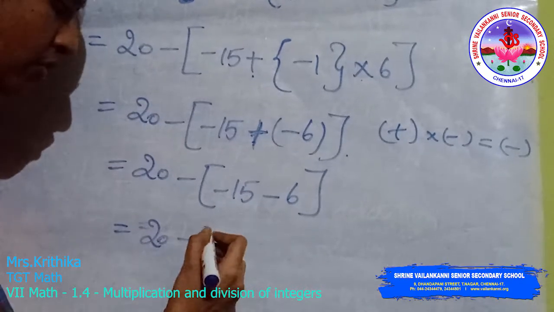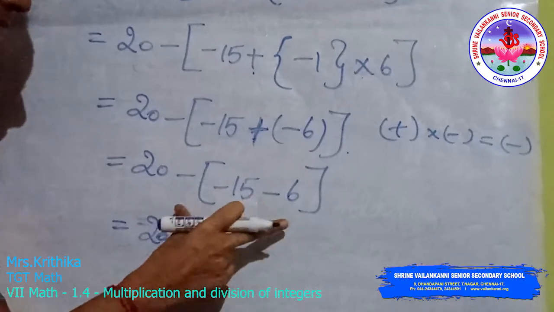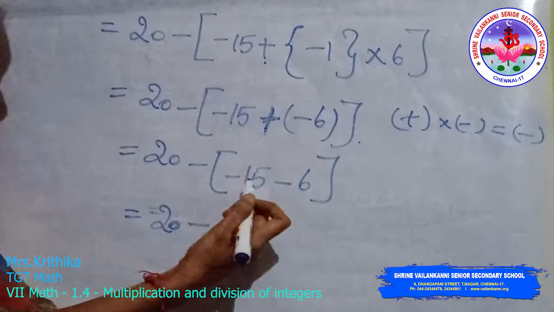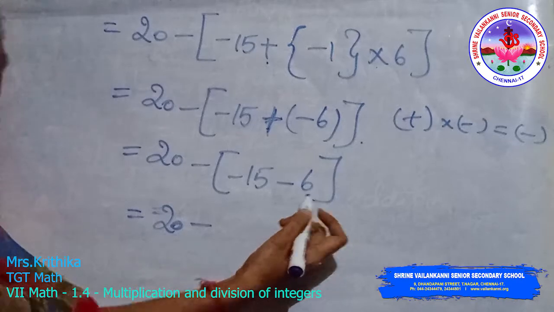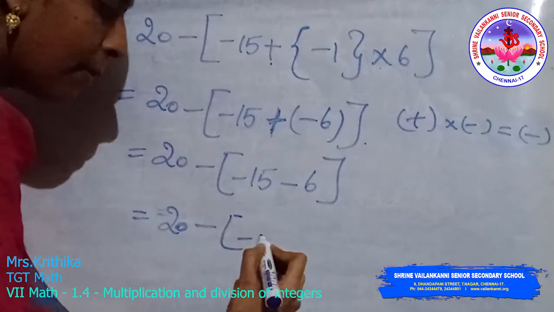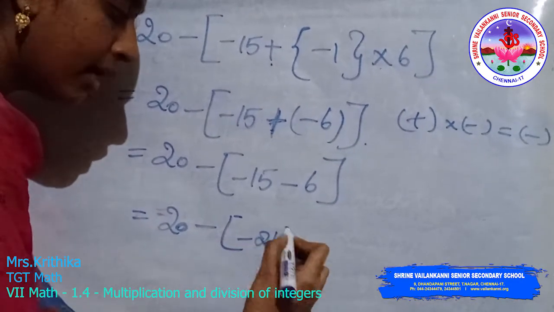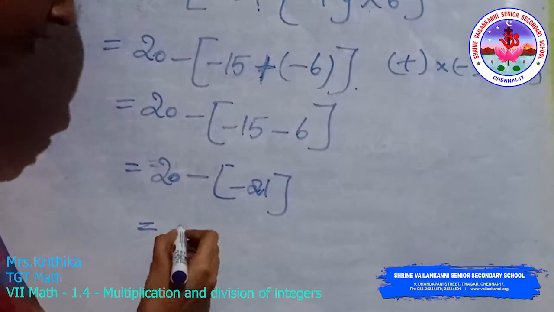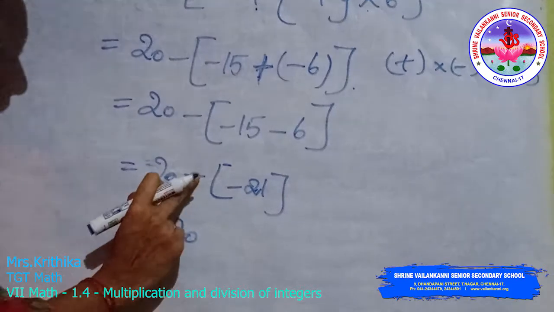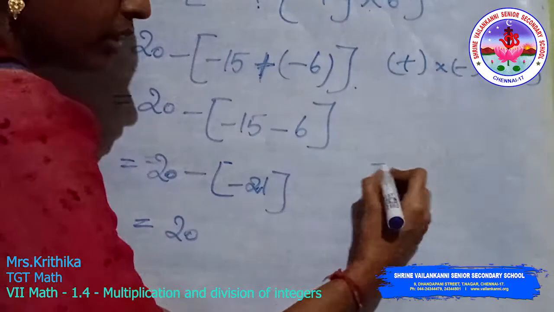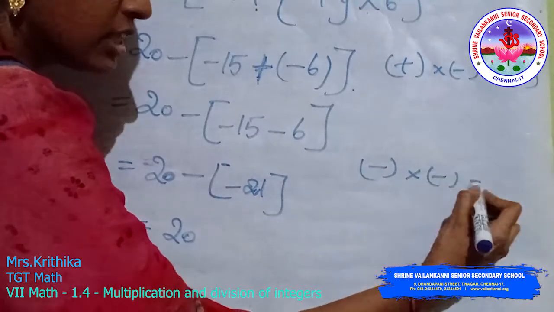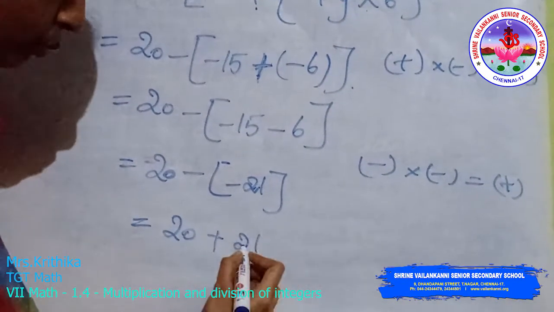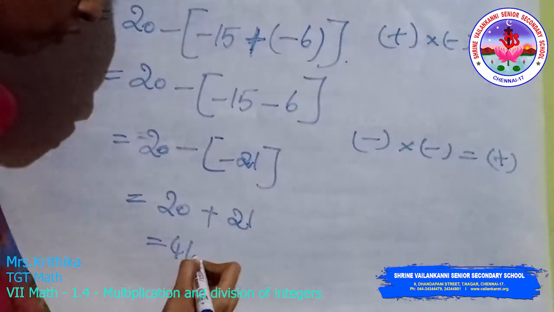20 minus of, first remove the brackets. So you perform the bracket values. Minus 15 minus 6, the answer is minus 21. The next step is 20. Here minus into minus. Minus into minus is equal to plus. So the operation is plus 21. The answer is 41.